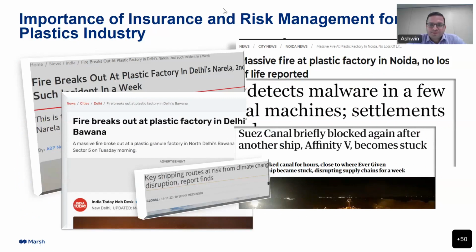Hello, everybody. As Arun sir already spoke on the importance of insurance and risk management, now let us understand why insurance and risk management is so important for the industry, for the people who are operating in a business environment or even other areas. If we take a look at the slide, there are certain cutouts from the news where a fire broke out at a plastic factory in Delhi's area, and also fires breaking out at other places.